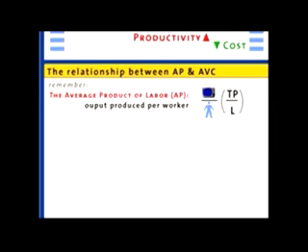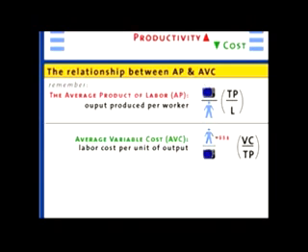Now, how are these two concepts related? I'm going to do a little bit of math, like I did before when I discussed the marginal product and the marginal cost, and I'm going to show you mathematically precisely what I mean by the relationship between average variable cost and average product. Then I'll give an intuitive explanation, and then I'll show you some graphs that summarize this relationship. First, let's look at some math.